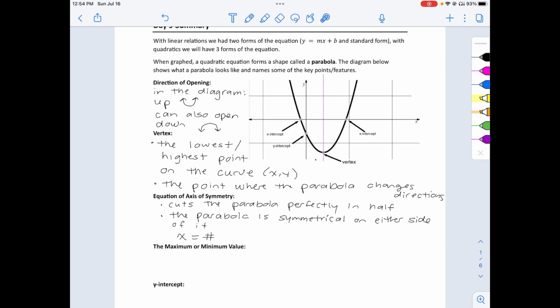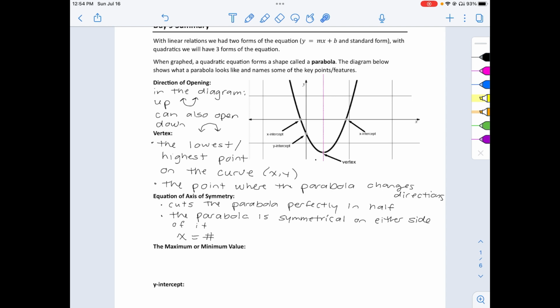So on my diagram, I don't have any numbers on my axes, but if I look at my x-axis, maybe we can say that this line here is, I don't know, let's say 10. So then the pink line is just a little bit less than halfway. So maybe we would say this is like 4. So we could say x equals 4 would be the equation for the axis of symmetry. And that number there, 4, would be the same as the x coordinate of my vertex.